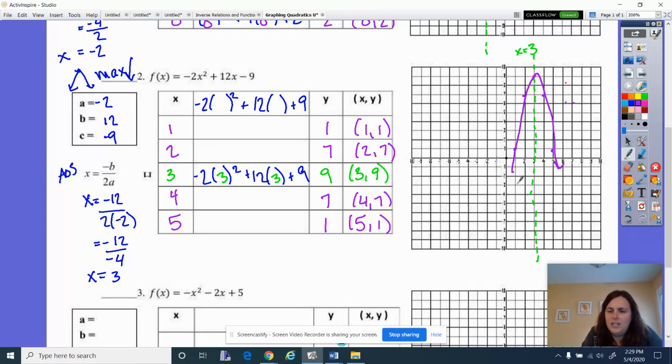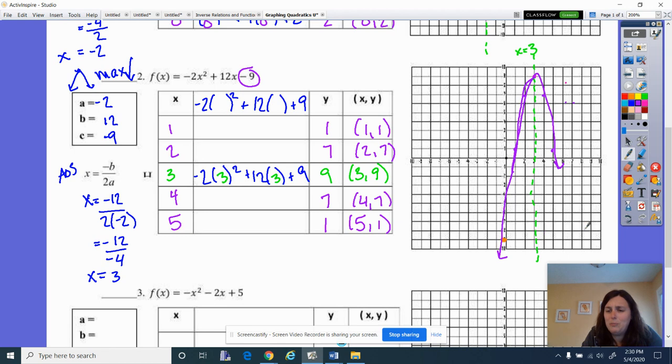This time, though, notice I don't have the point on the y-axis. Well, when I plug in 0, I'm going to find my point on the y-axis. And so in this case, it's going to be negative 9 down here. So that means my parabola is going to come all the way down through here.